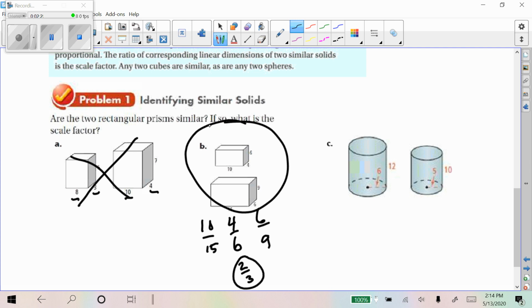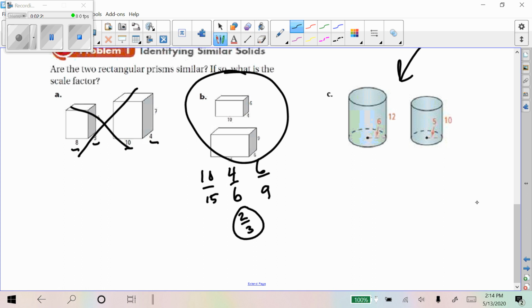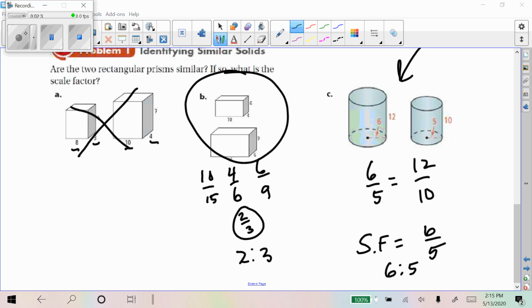All right, so why don't you do this one and see what you think. If they're similar, find the scale factor. So yeah, I'd say they're similar because both the radius and the height have the same scale factor when you simplify it. Remember, there's another way to show our scale factor too, using a colon. That's the way we're going to do it when we do our practice problems.